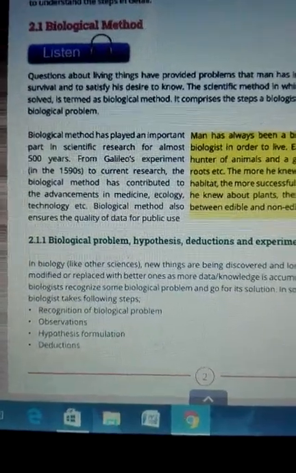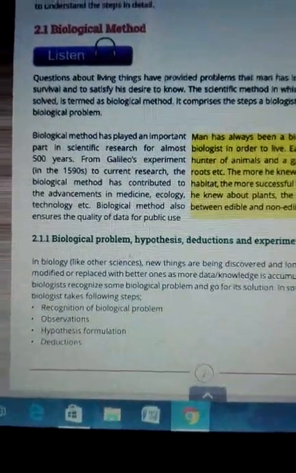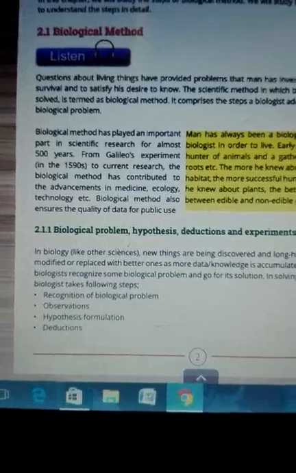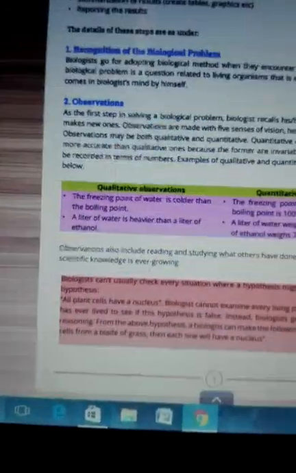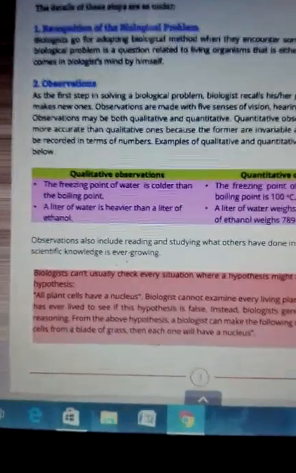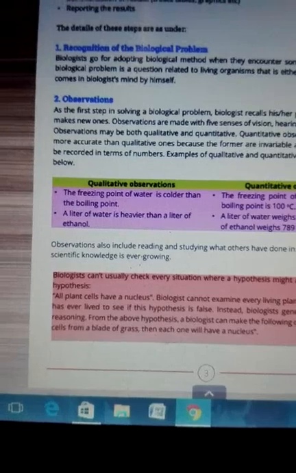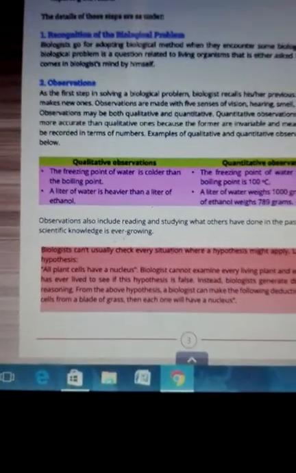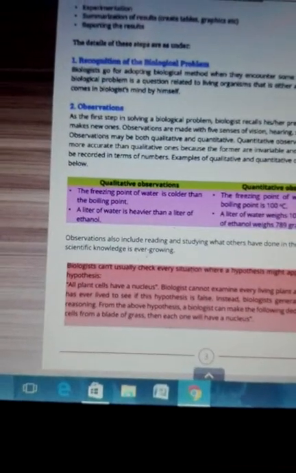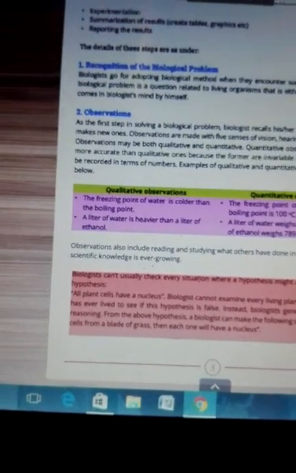Next to that is the hypothesis. After observation, the first statement, the tentative idea that comes into our mind, is known as hypothesis. And after hypothesis, we make deductions. Deductions are the logical results we derive from that statement, whether it is true or not true. To check this, we do an experiment.